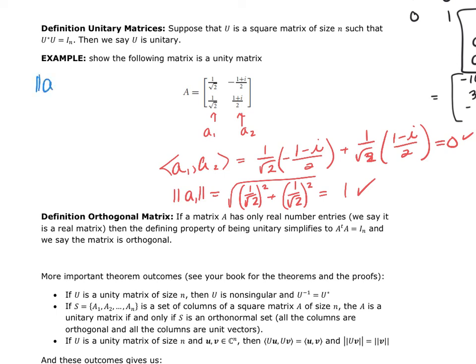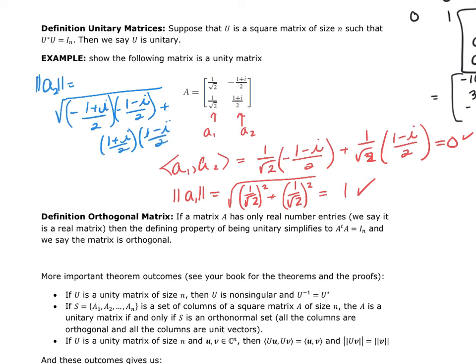And then I'm going to do my other one, the norm of the second one, which is going to be the square root of negative 1 plus i over 2 multiplied by its complex conjugate, so negative 1 minus i over 2. And then that's going to be added to the second entry, which is 1 plus i over 2, and its complex conjugate, 1 minus i over 2, all of this underneath the square root, and when I get done, it also equals 1.